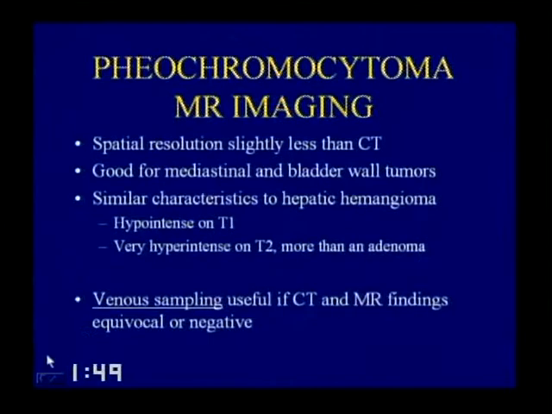And MR is very good for pheochromocytoma imaging, even though the spatial resolution is a little less. It's getting much better with the breath hold sequences. As I mentioned, it's very good for bladder tumors and can also pick up the mediastinal ones. It will often look like hepatic hemangioma in terms of signal characteristics, in that they're dark on T1 and extremely bright on T2 scans. Venous sampling has been used if CT and MR findings are equivocal or negative for pheochromocytomas.